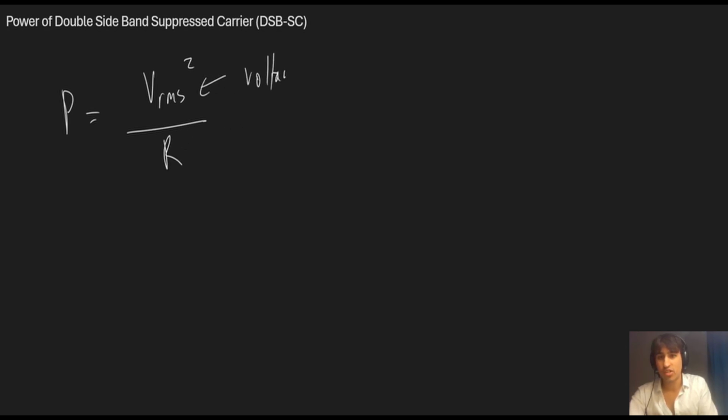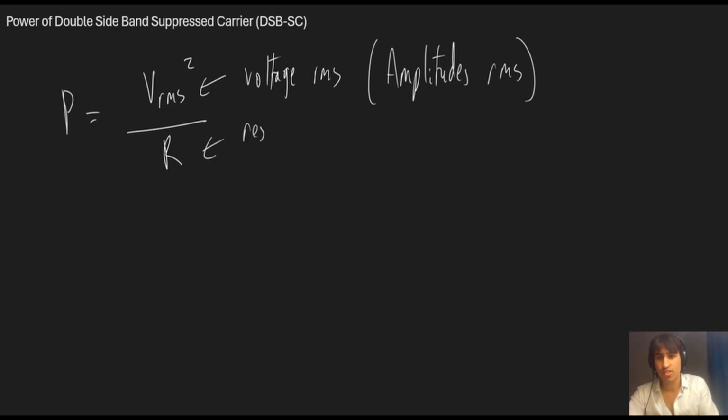Okay, so now let's calculate the power of the AM signal. As a quick reminder, the power P equals VRMS, the voltage RMS, squared, divided by resistance R, where R is the resistance of the internal circuitry. So how much power of the signal are we actually transmitting? What's the transmission power? To calculate this, remember that our voltage is basically the amplitudes of the signals.